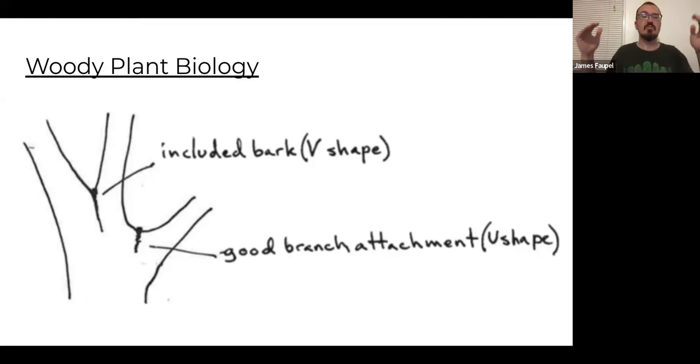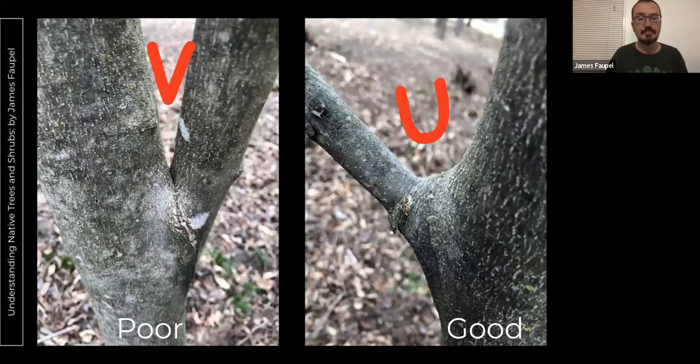The bad part is when you have two pieces of plant material that are growing together, meet each other, and then actually work against each other and force downwards. And this creates a hollow space over time called included bark, where the two pieces of plant material are just pushing against each other. This is visualized by a V shape on the included bark, and then a U shape on these good connections where you have the branch bark ridge.